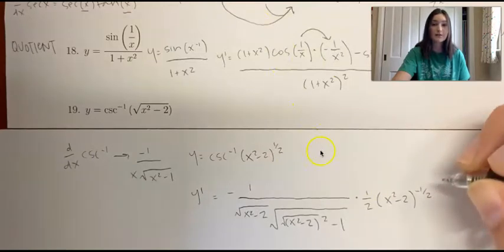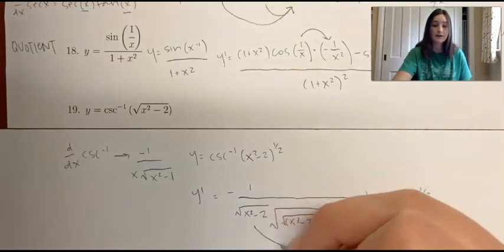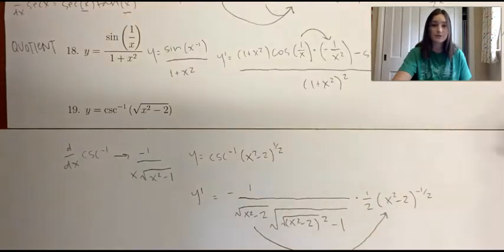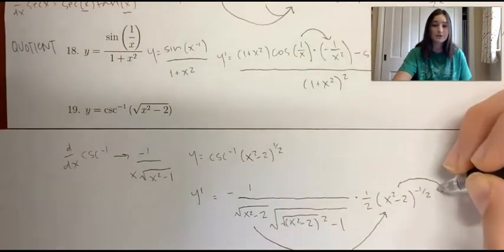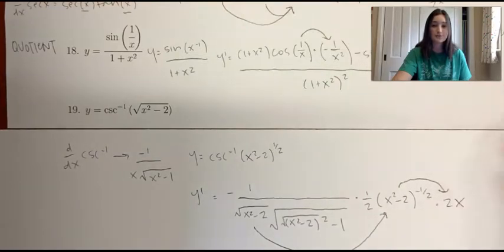And then again, we've got to be careful recognizing this as a chain rule within a chain rule. So our inner function with that is the x squared minus 2. So we're just going to finish off by multiplying by, here are my arrows pointing out the chain rule. So we're just going to finish this off by multiplying by 2x.